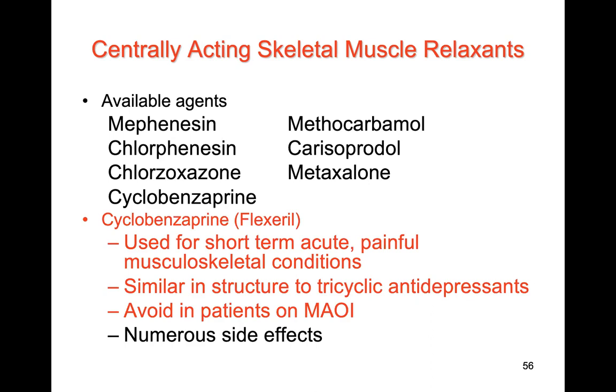This is one that's used quite frequently, typically prescribed short-term. A lot of times when someone pulls their back, pulls a muscle, or has a sprain, Flexeril will be given. The thing you have to be aware of is that Flexeril structurally looks very similar to a tricyclic antidepressant. So if the structure is similar, one of the things you have to be careful about is if they're on a tricyclic antidepressant, you may have some similar actions, and so you may have a potential for toxicity.